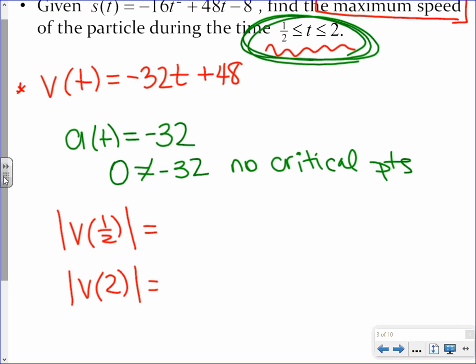Pods 1, 2, and 3, calculate the speed at 1/2. Pods 4 and 5, calculate the speed at 2. 1, 2, 3, go.